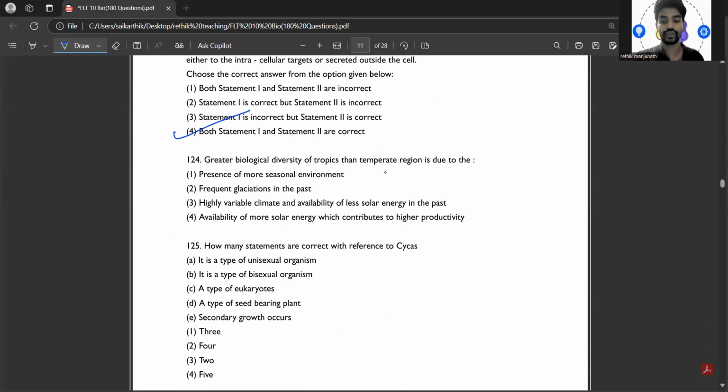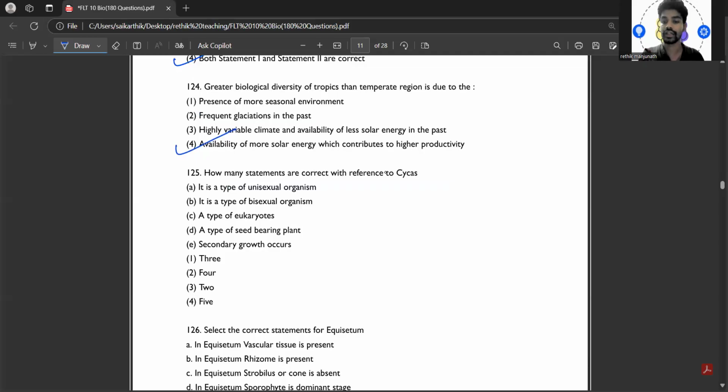Next is 124. 124 says that greater biological diversity of the tropic than temperate region is due to what? Availability of more solar energy, which contributes to higher productivity. Yes, if there is more solar energy, more productivity, you will see more diversity. So that is what promotes the niche specialization and leads to the greater species diversity.